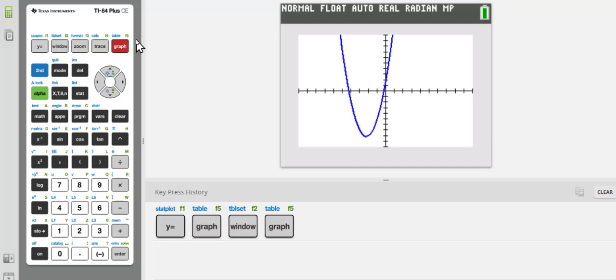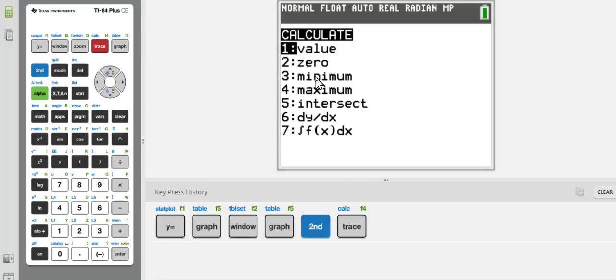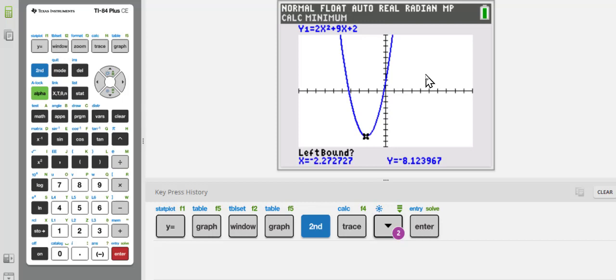What I want to know is where that vertex is. To find that exact point, the best bet is to go to this calc menu, calculation. So we do second, and the trace button takes us into that calculate menu. And if you notice here, 3 and 4 give you minimum and maximum. This particular one is a minimum because it opens up. So we're going to hit minimum.